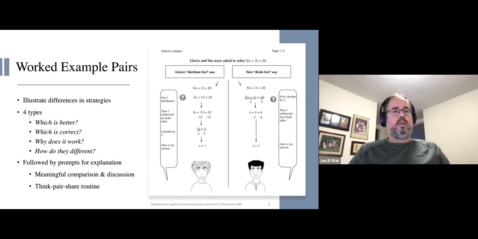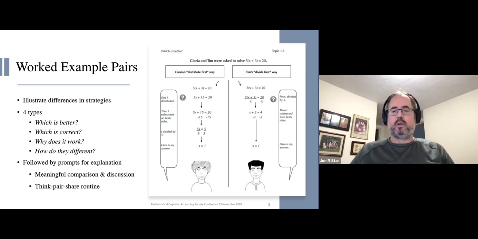And each of these WEPs is followed by prompts for explanation, that means questions that teachers would be asking, and also a structure for pursuing these questions. In particular, we make use of a think, pair, share instructional routine.